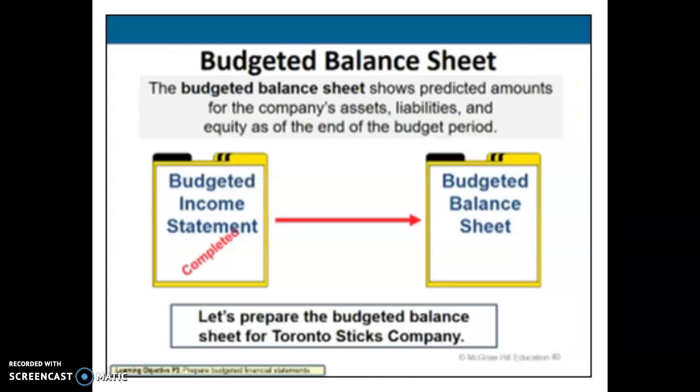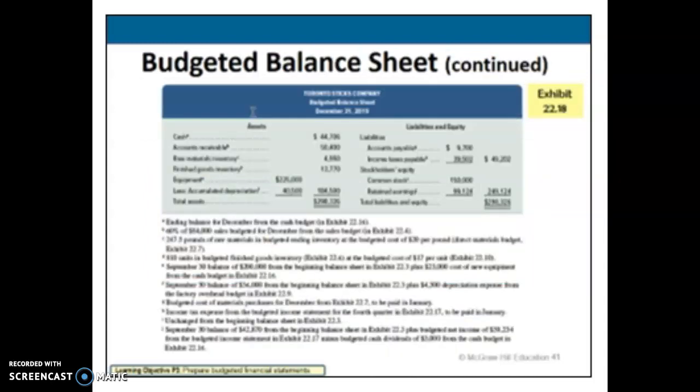Okay, our budgeted balance sheet is going to predict the amounts for the assets, liabilities, and equity for that budget period. And we can look at it for the Toronto Sticks Company. So there's a lot of information on here. It kind of gives you a summary in the information down here. I'm not going to go through each one of them, but this is helping us prepare our balance sheet so that we can make sure our assets equal our liabilities plus our equity and our accounting equation is in balance.